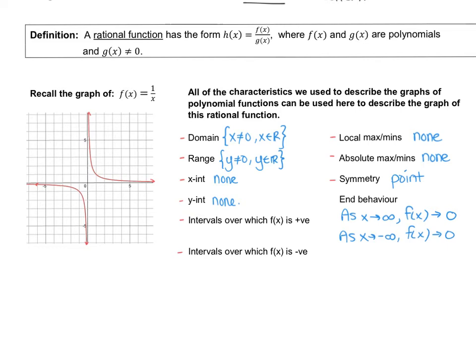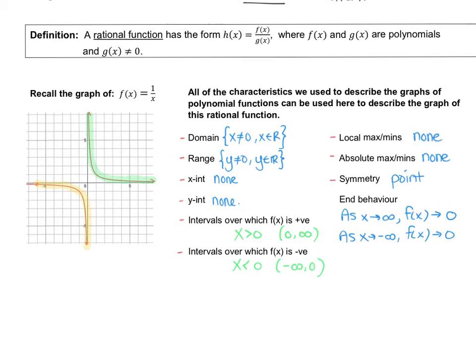Let's look at the intervals that are positive. Intervals of positive is greater than 0, so above the x-axis. So we would say here when x is greater than 0, or from 0 to infinity. And hopefully you can see then that it is negative in this section right here. Okay, so it is negative when x is less than 0 or from negative infinity to 0.